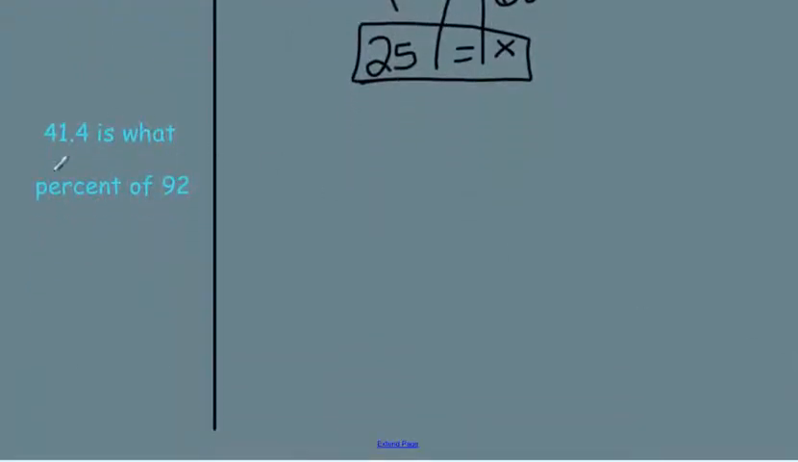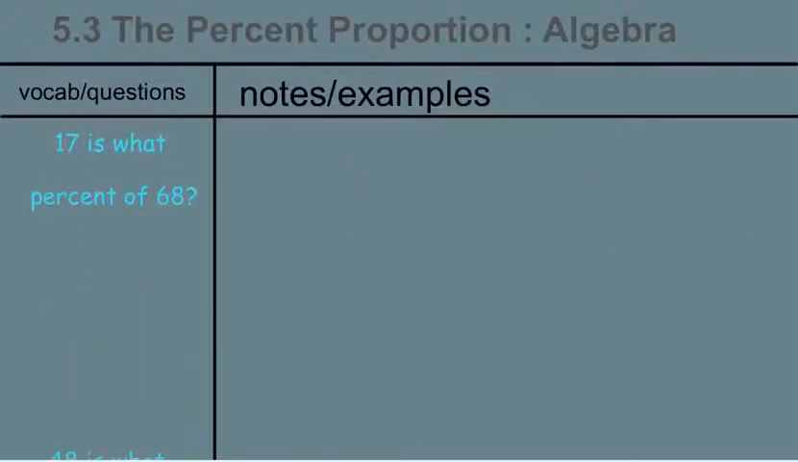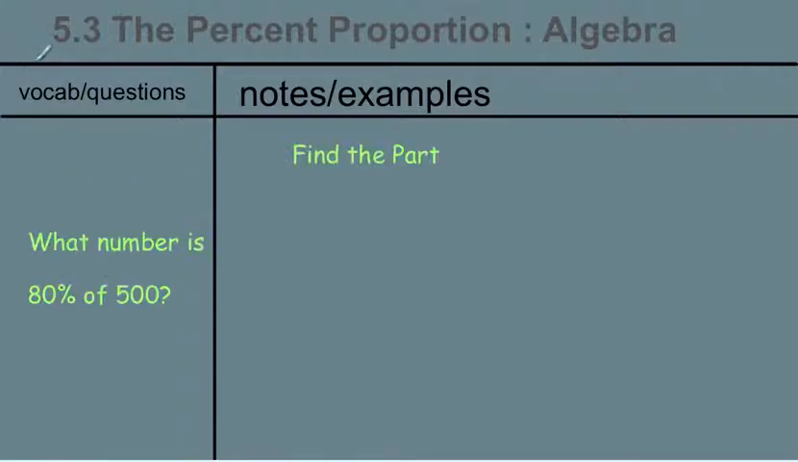All right. I'm going to let you work through that one on your own, and I'm going to continue on to some other problems here. Same with that one. Oh, that's a repeat. We don't want that one. Anyway. All right. Here, find the part. So again, I'm going to continue to work with this equation. Part over whole equals percent over 100.